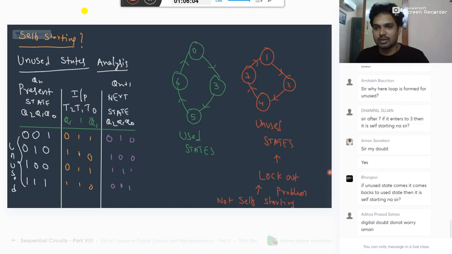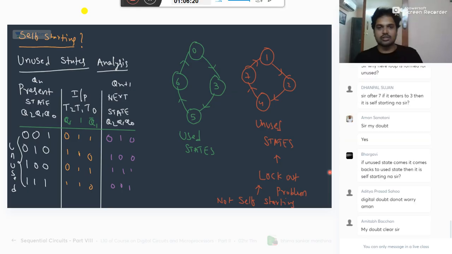So Aman's doubt is gone. Vasishta, sir, for writing the next state table the same process is followed for any flip flop. Design and analysis, same process. Why here the loop is formed? That you should ask of this design. Because of this design, it happened. Why that happened, I will explain.